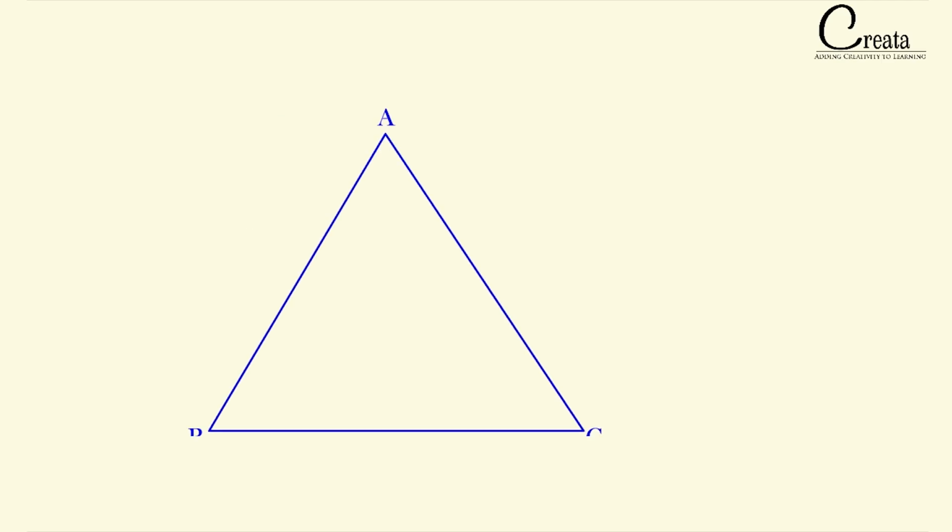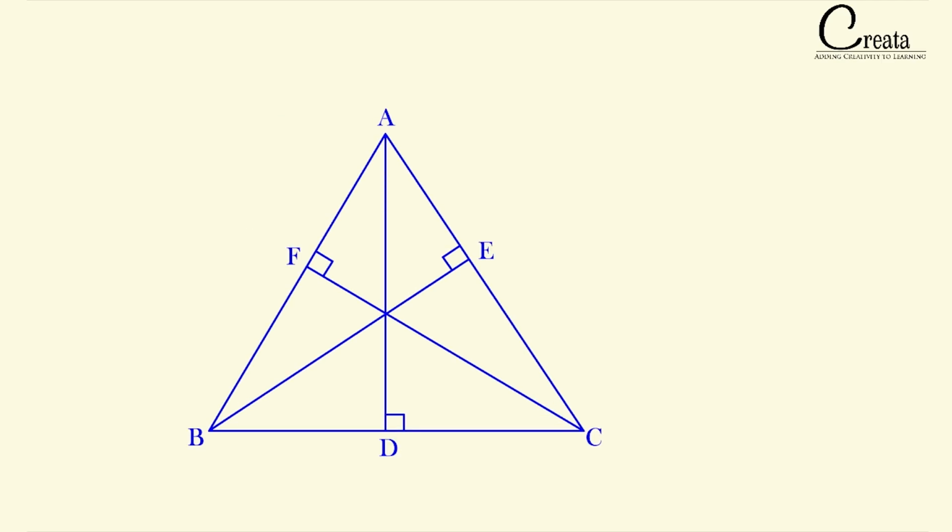Let's take a triangle ABC. Here AD, BE and CF are the altitudes for this triangle. AD, BE and CF are perpendicular to the respective sides. So in the previous lecture, we have seen that these three are the altitudes and the intersection point of these three altitudes is the orthocenter. Here the point H is the orthocenter for the triangle ABC. And in this lecture, we will cover the orthic triangles.